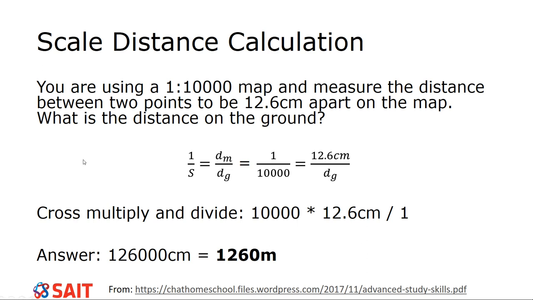All right, so going with the numbers, we have 1 over s equals dm over dg. And so therefore 1 over s is equal to 1 over 10,000, just like it gives in the question. My measurement is 12.6 centimeters. Now I need to cross multiply and divide. So I take my 10,000, multiply it by 12.6 centimeters, and divide by 1. Then I get my dg, which is 126,000 centimeters, or putting it into meters, which makes more sense, we're going to go with 1,260 meters.